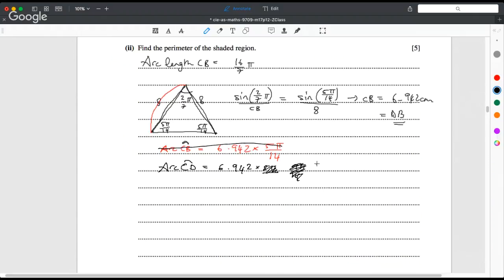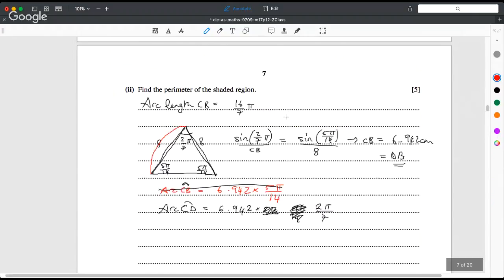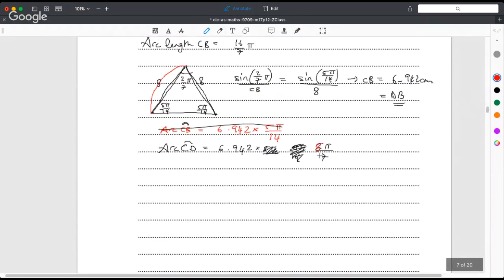Sorry, I keep getting confused with these angles. So 2 pi/7. So what am I doing here? I'm taking that radius that we found, which is this radius here of this bigger triangle, and I'm getting CD by multiplying it by theta that we found, which is 9/14. I got the DB by just getting the radius, and CB we get from this other circle. So yeah, this was 5/14.